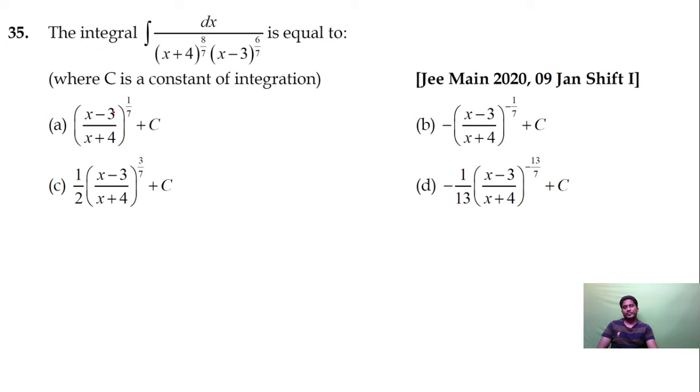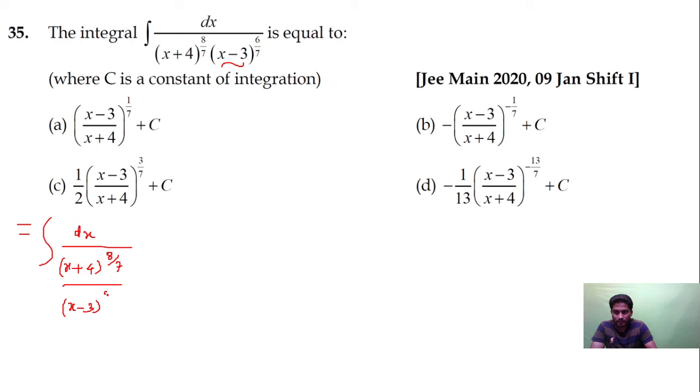Question number 35. Good question. You have one more question in the online paper as well in 2018. What I'll do is dx divided by (x plus 4) whole to the power of 8 by 7. Otherwise it is not going to help you out. You can't integrate it as it is. So follow carefully what I'll do. Here the power is 6 by 7, and here you have x minus 3. I will divide by (x minus 3) whole to the power of 8 by 7, keeping the power as it is. Then this is (x minus 3) whole to the power of 6 by 7, and I will multiply by (x minus 3) whole to the power of 8 by 7.